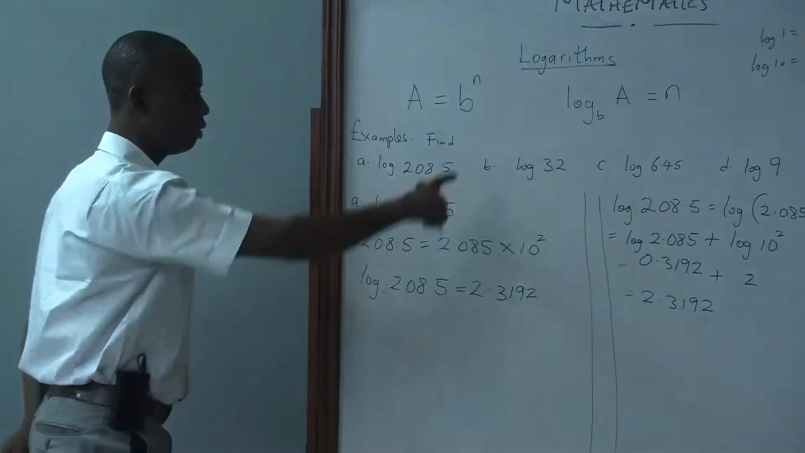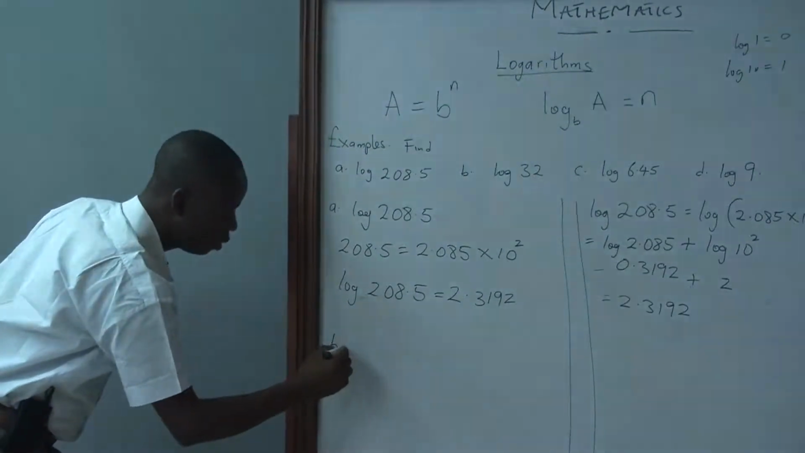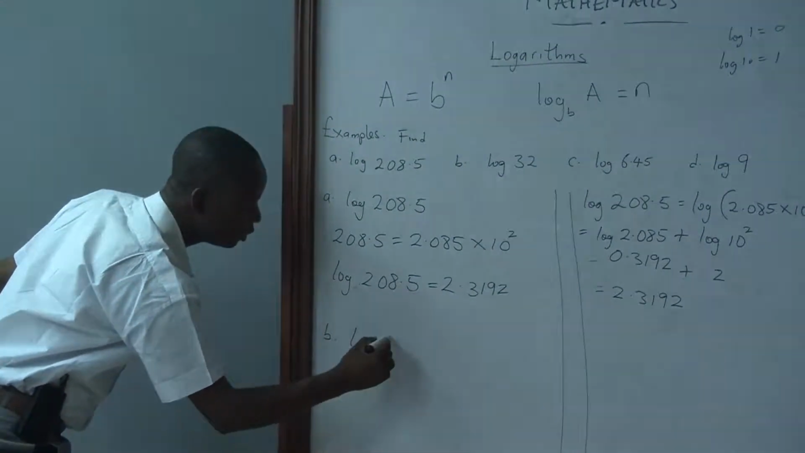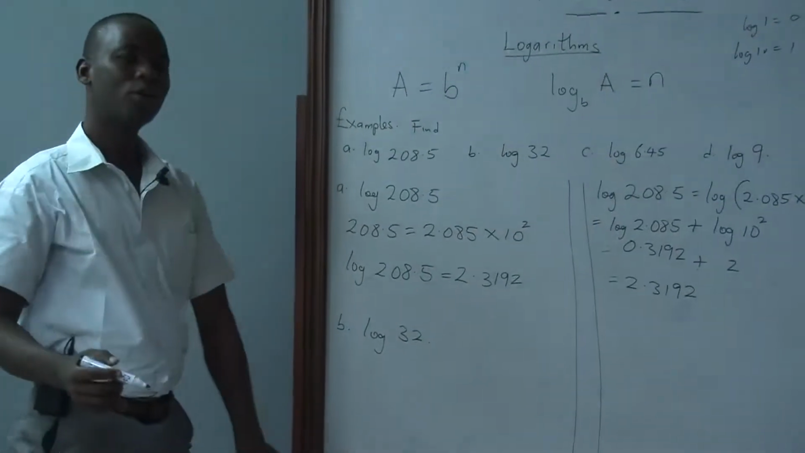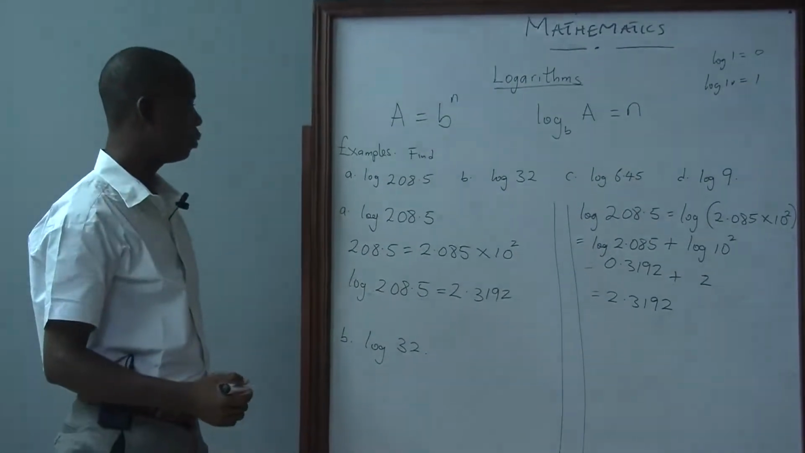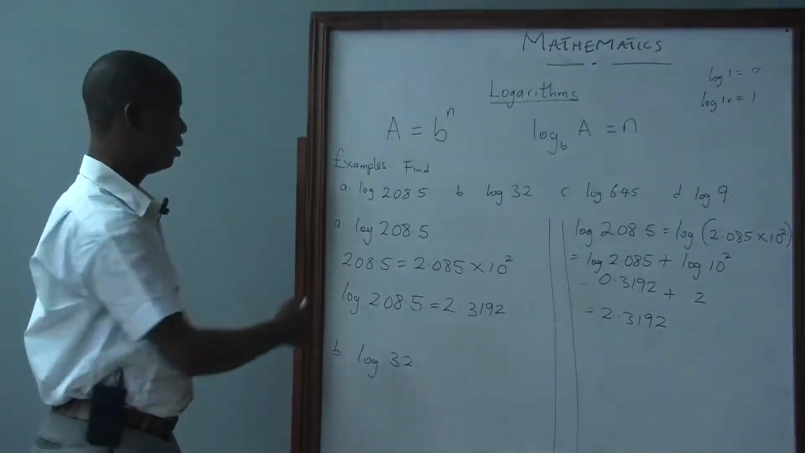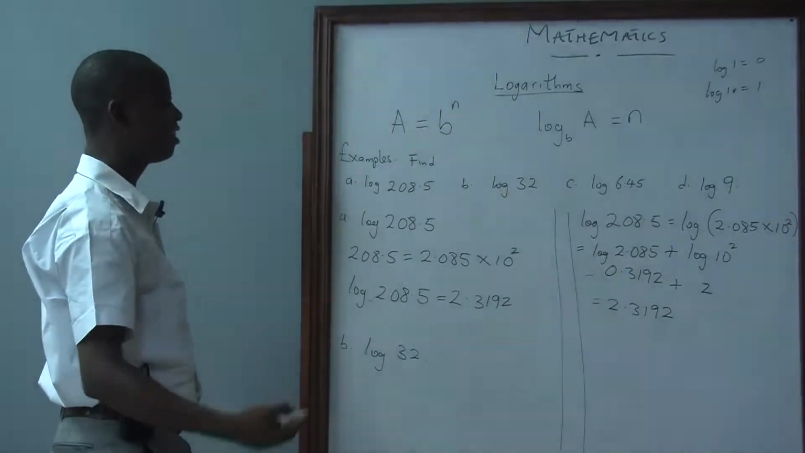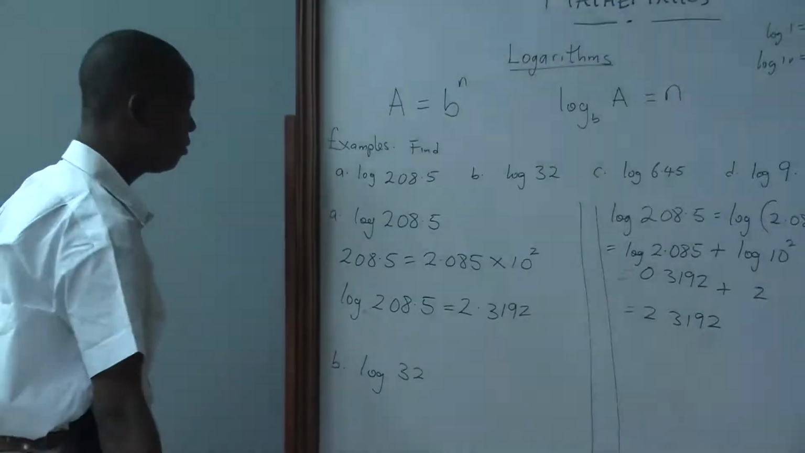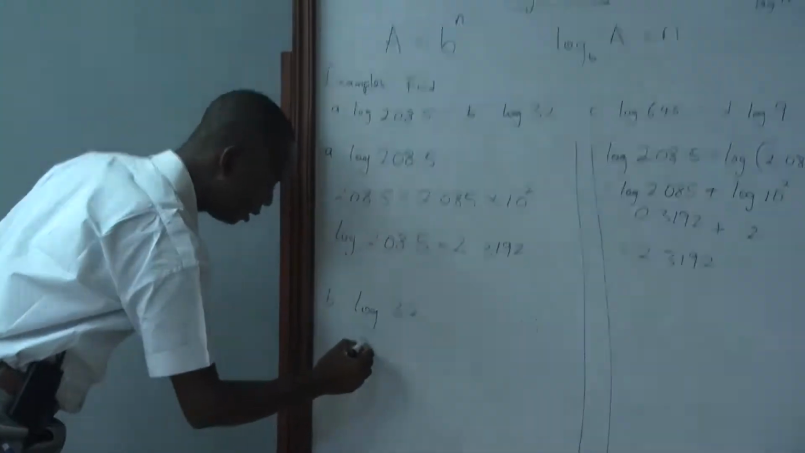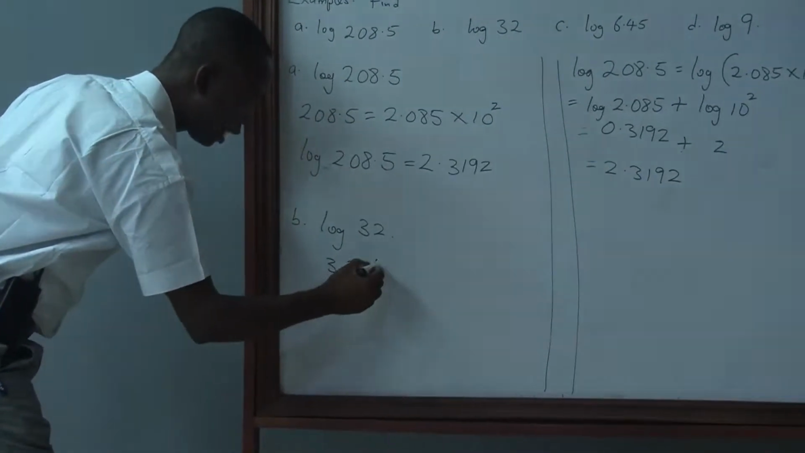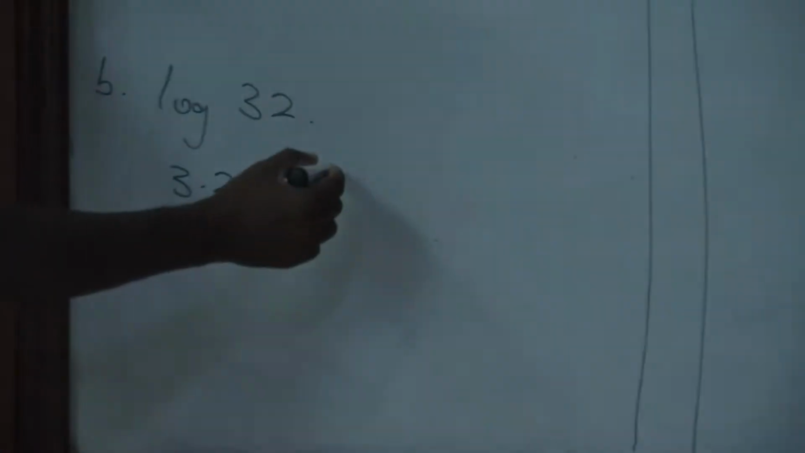Let's check what we have in B, where we are finding log 32. To find log 32, all we need to do is, on this side, write 32 in standard form. 32 in standard form will be 3.2 times 10 raised to the power of 1.